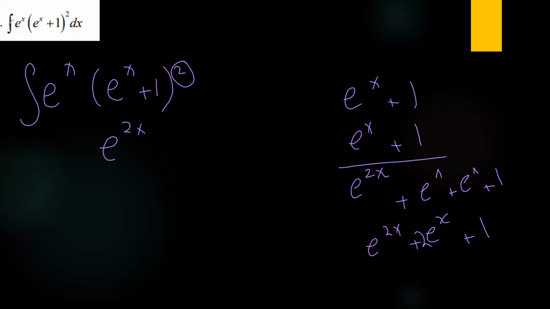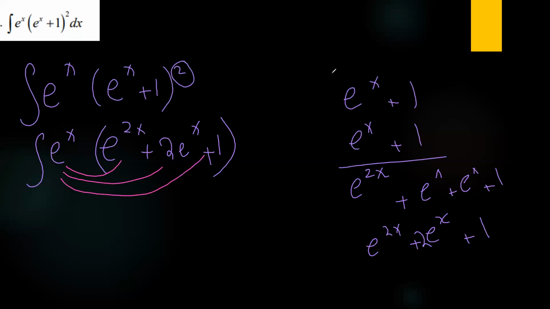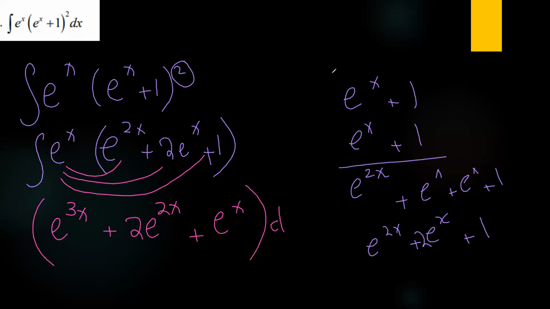So now, times e to the power x. Then let's multiply by e to the power x using the distributive property. So e to the power x times e to the power 2x is e to the power 3x, plus 2e to the power 2x, plus e to the power x, dx.